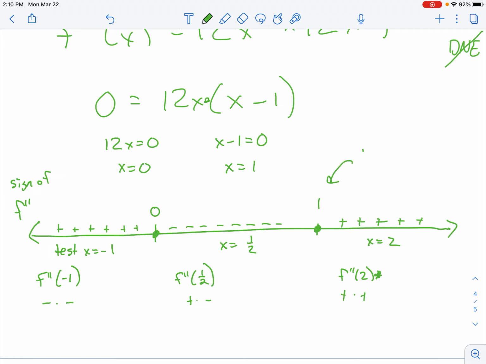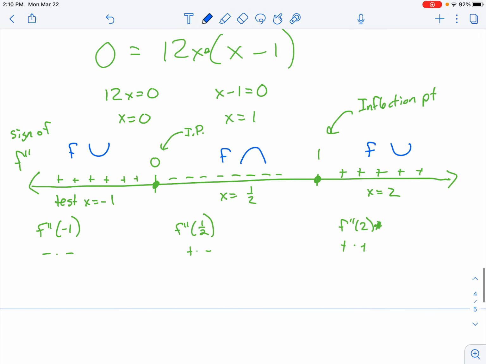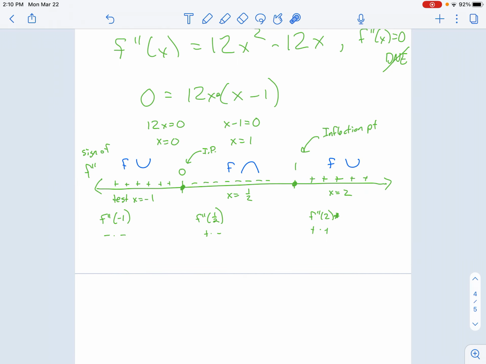So that means we have an inflection point when x equals 1, and we have an inflection point when x equals 0. And what's going on with f here? Well, f is going to be concave up, f is going to be concave down, and f is going to be concave up. So let's look at where our inflection points are. Again, we're not subbing into the second derivative here because that'll give us 0. That's where we're changing. We're subbing back into our original function.